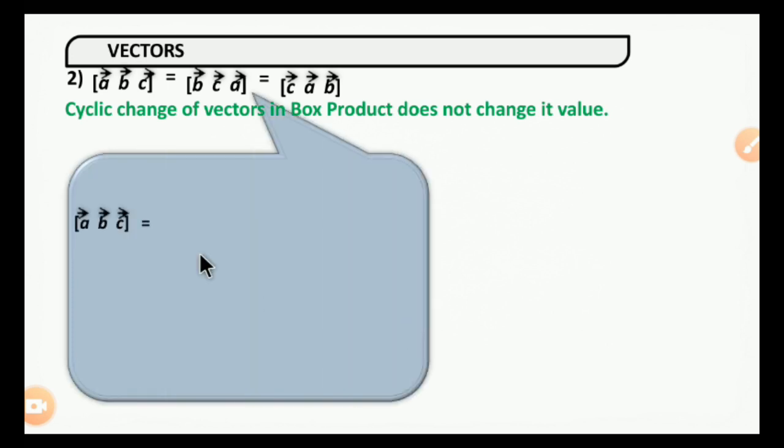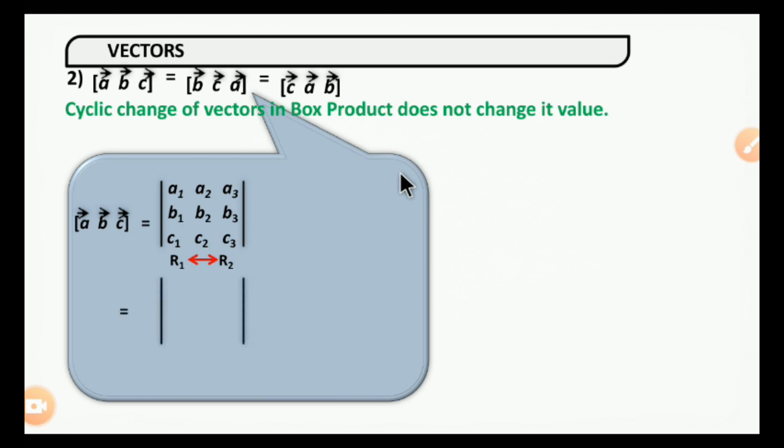So now I am going to take the proof of this one. The box product of ABC is equal to the determinant of A1, A2, A3, B1, B2, B3, C1, C2, C3. Then I am going to interchange R1 and R2. That implies minus into the determinant containing the third row as it is, C1, C2, C3, the second row A1, A2, A3, and the first row B1, B2, B3, meaning the first row and second row are interchanged. So this determinant will be multiplied by the sign minus.